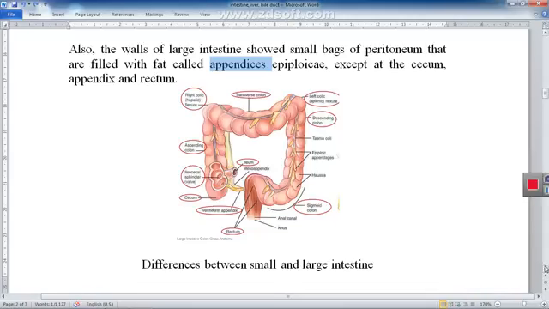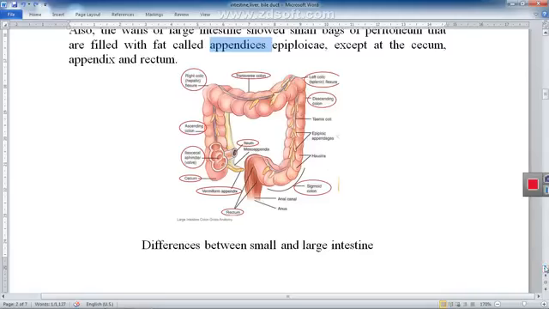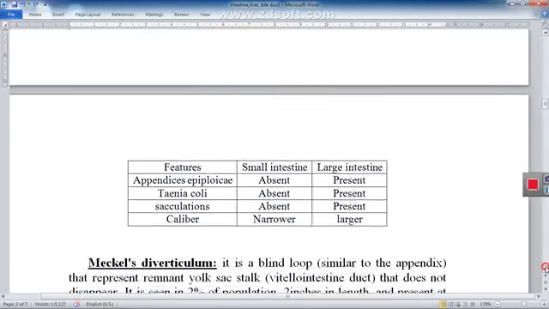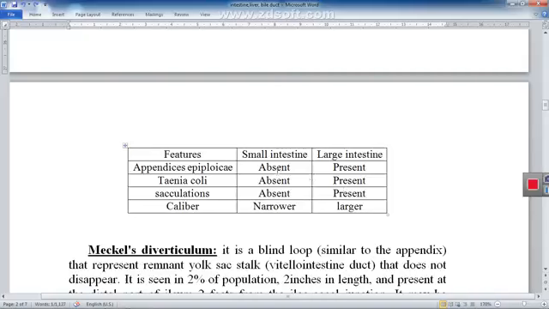Usually during surgery, especially when there is an obstruction of the intestine, small intestine for example, you will not be able to differentiate between the small and large intestine. So in that case you need points to be remembered. The small intestine does not have the bags of appendices epiploicae, but they are present in the large intestine. Taenia coli are present in the large intestine, not in the small intestine, and sacculation is a feature of the large intestine, not the small intestine. In addition, if you have empty small and large intestine, you will see that the large intestine is wider than the small intestine.